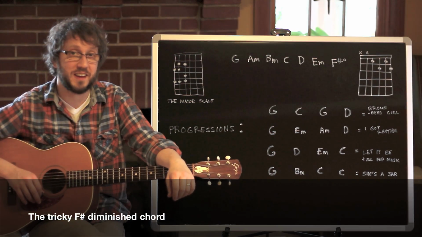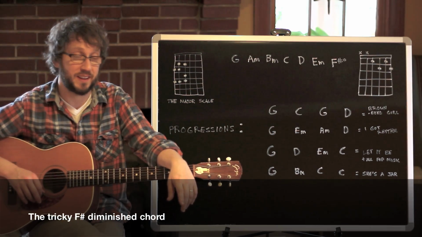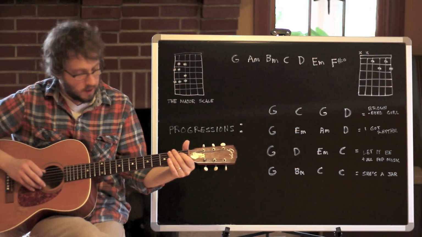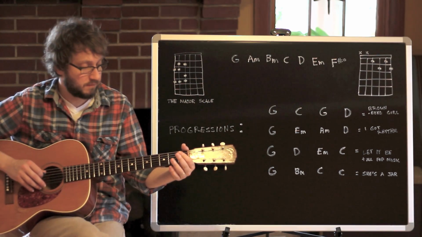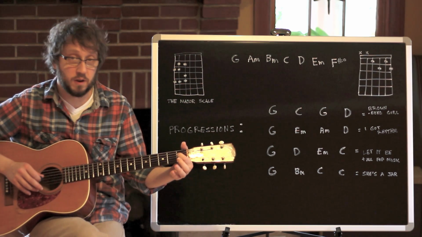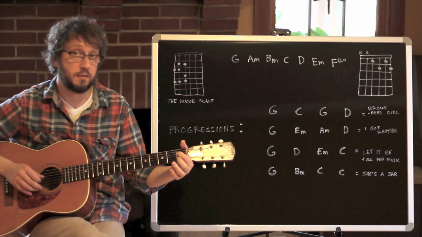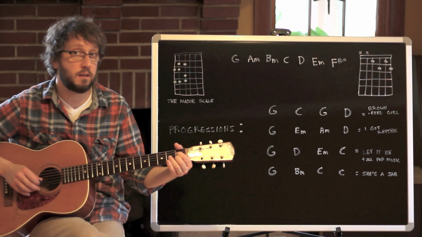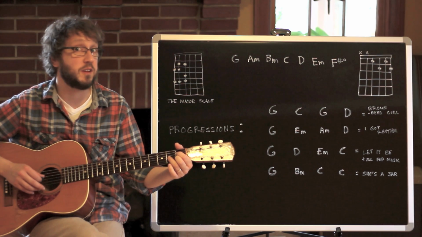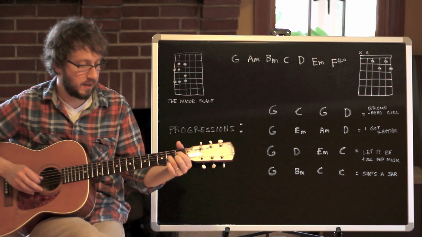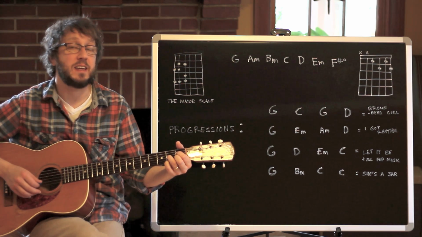Let's take a closer look at that diminished chord because it can be tricky to play. I made a picture of it over there, and here's how we do it. We're going to take our pointer finger and put it on the 1st fret of the D string. We're going to take our middle finger and put it on the 1st fret of the B string. We're going to take our ring finger and put it on the 2nd fret of the G string. And finally, we're going to take our pinky and put it on the 2nd fret of the E string.